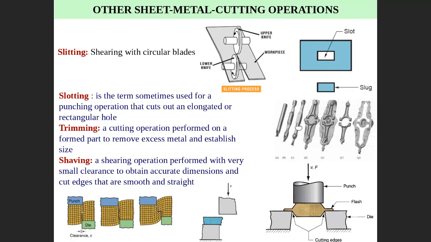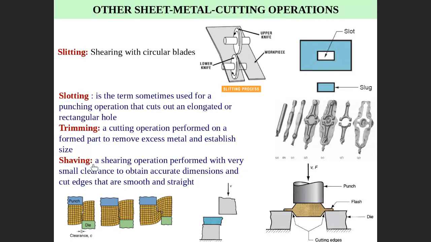Trimming. Trimming is to remove the additional part from casting, from forging, or from any other previous process. For example, if you remember in the forging operation, we start with this one. We hammer the material and you get extra flash. You need to cut here to get the part and get the flash as scrap. So this is trimming, to cut this extra material.